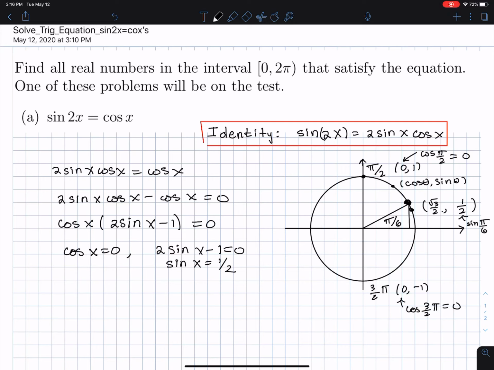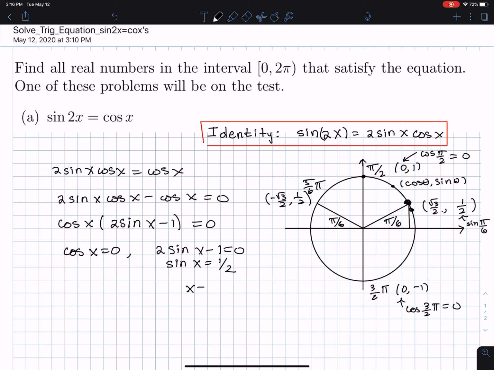But also on the other side, I have negative rad 3 over 2, 1/2. And the reference angle is pi over 6. And therefore, this is 5/6 pi.